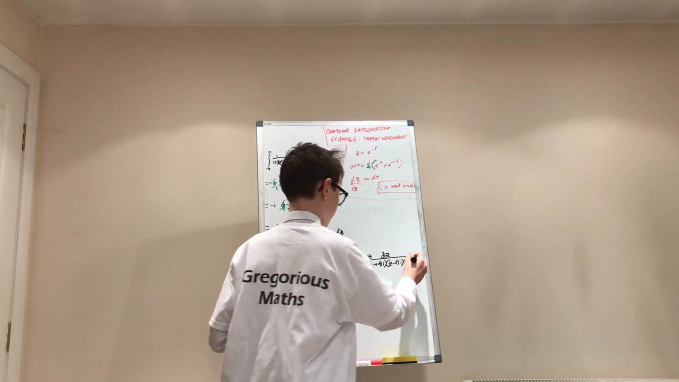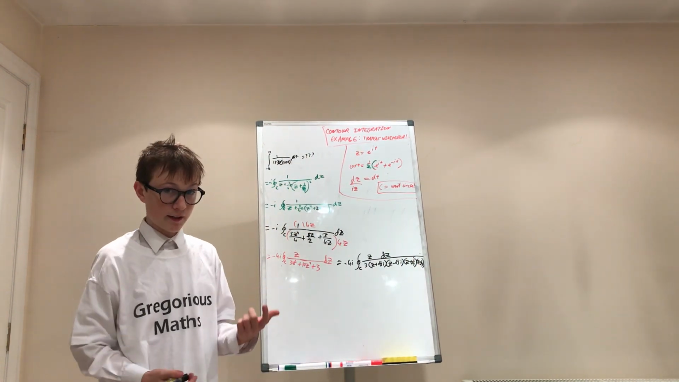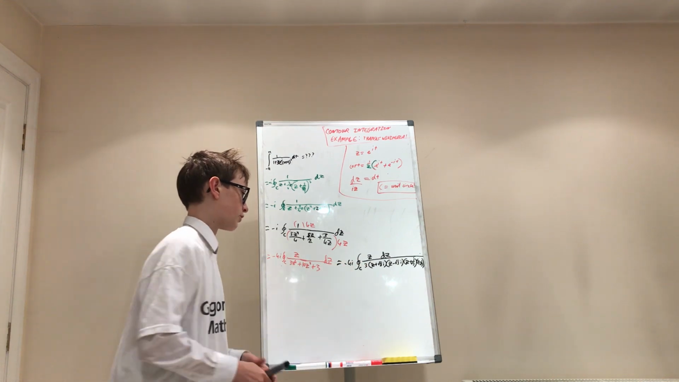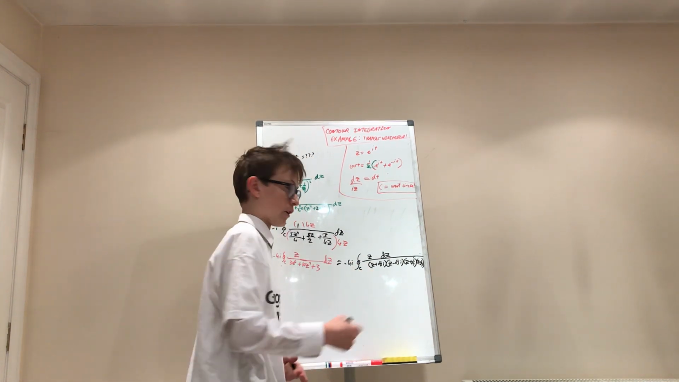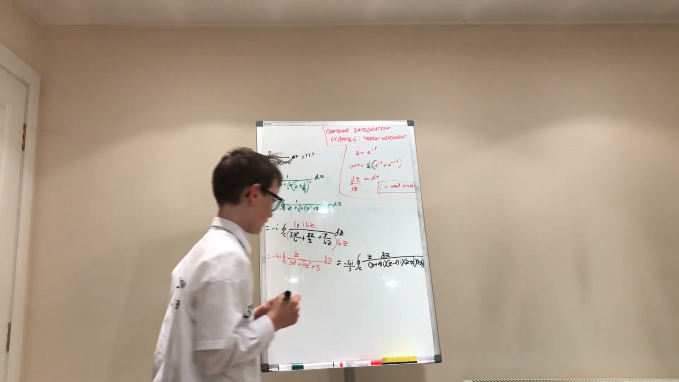Why do we want to do this? A, it's easy to calculate the residues. B, we can bring this 3 to the outside. Very nice. So we get negative 4i over 3 times this.